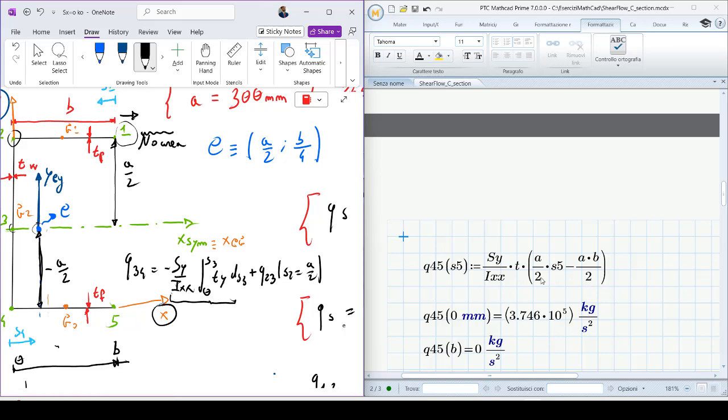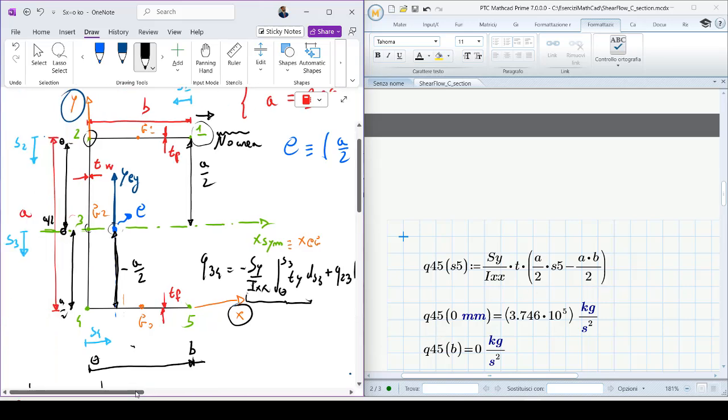So, if I make this calculus, I obtain an equation for the shear flow that is equal to Sy divided by Ixx times t times all these, A over 2 times S5 minus A times B divided by 2. Now, the lower flange, the side 4-5 moves from 0, as said at the start of the video and in any part of this video.